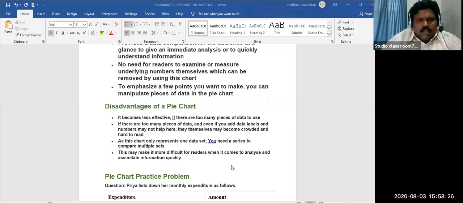This may make it more difficult for readers when it comes to analyzing and assimilating information quickly. So if you are using different pie diagrams to analyze or compare, it might create confusion. Those are the disadvantages related to a pie chart or a pie diagram. Okay, is that much clear or not?